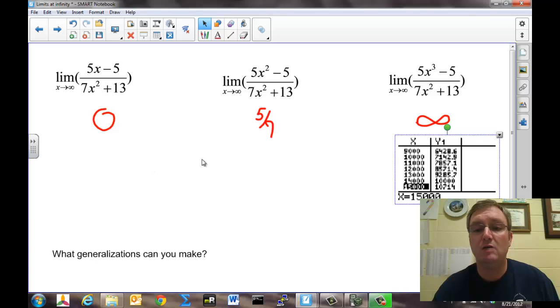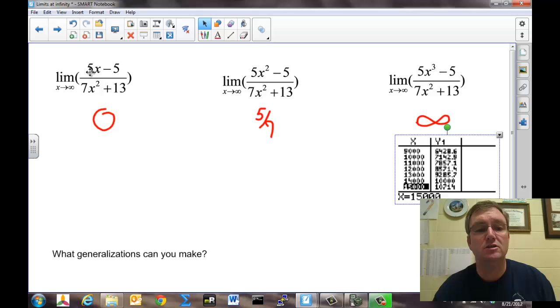The main thing I want you to see with all of this is, what can you determine by looking at this? Look at the problems, look at the solutions, and what generalizations can you make? What can you conclude from it? Is there a way to look at this problem and know that the answer is going to be 0? Is there a way to look at this one and know that it's 5/7, or look at this one and know that it's infinity? And the answer to that is yes.